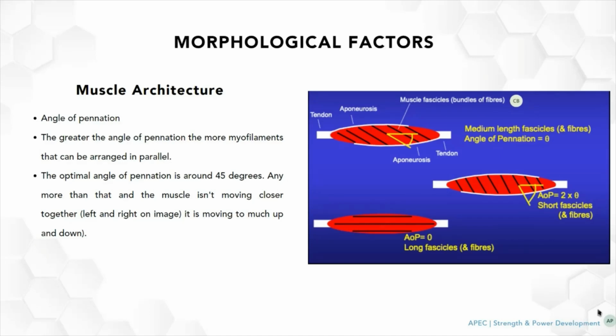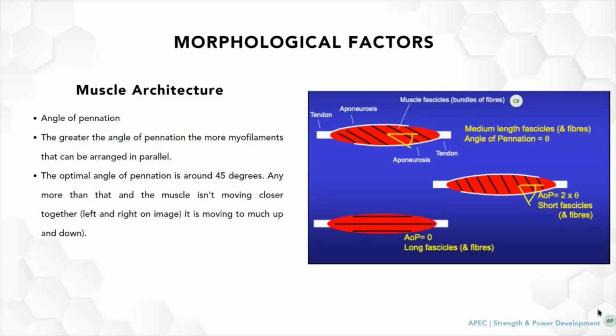Okay, so the greater the angle of pennation, the more muscle fibers or even myofilaments that we can have arranged in parallel with one another. So thinking back again to muscle size, the more myofilaments or cross bridges we have in parallel with one another, the more force we can generate.